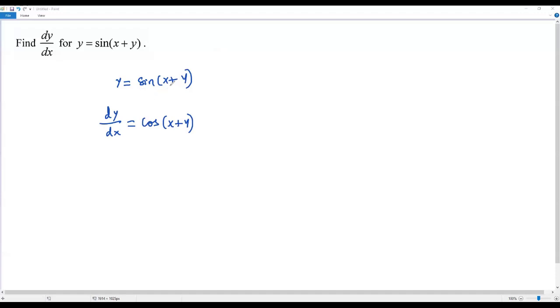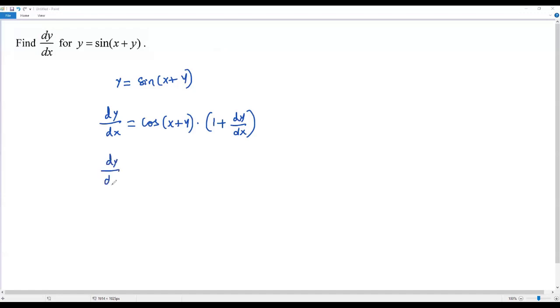By the chain rule, I have to take the further derivative of what we have inside, that is x plus y. When I find the derivative of x with respect to x, it just becomes 1. When I find the derivative of y with respect to x, it becomes dy over dx. Now we have to solve for dy over dx in this equation, because my aim is to find dy over dx.